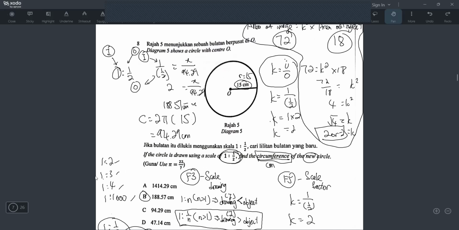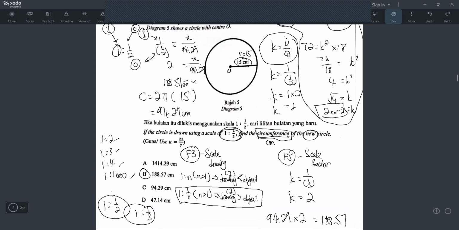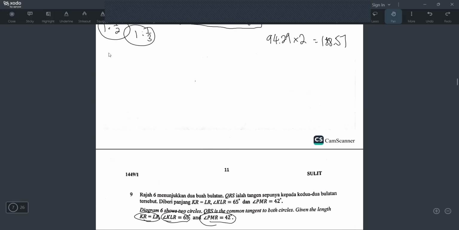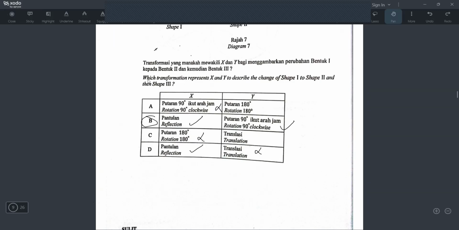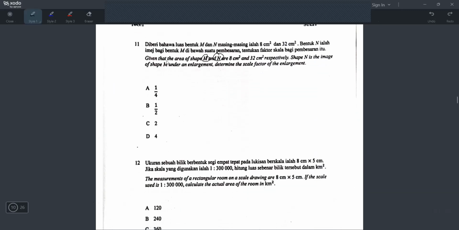So if it's area, you cannot use the scale factor image over object. This formula we can only use when it's length. If it's area, you have to use a different formula, right? Okay, let's go back to question number 11. Given that the area of shape M is 8, so 8 is the area, and 32 is another area. Shape N is the image of shape M. So what is the area of image?